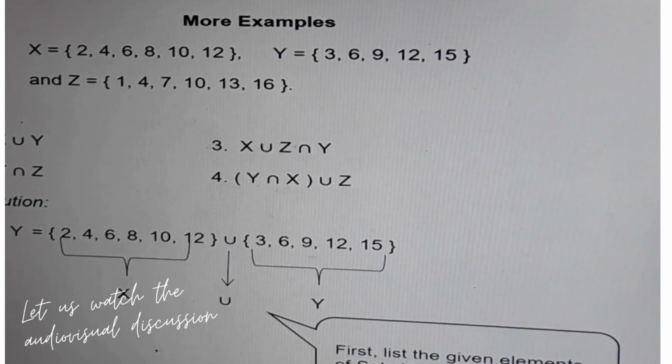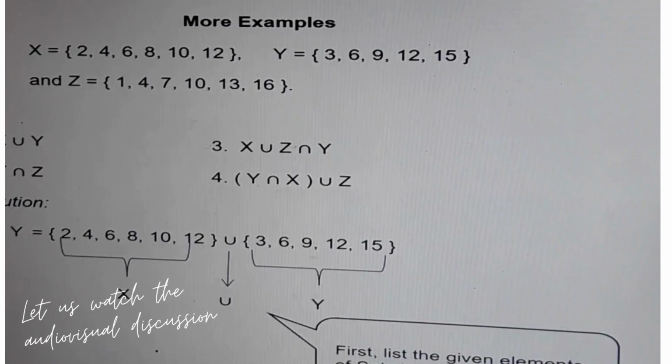Intersection between Y and Z. So find the common numbers in Y and Z. Oh, there's none. The answer is an empty set. The answer to number 2 is empty set.